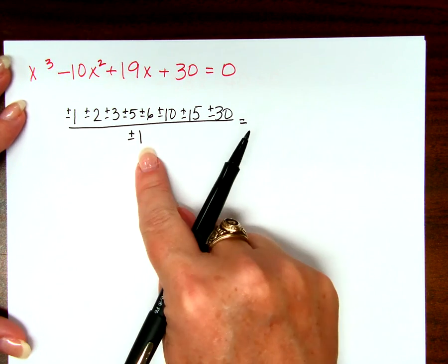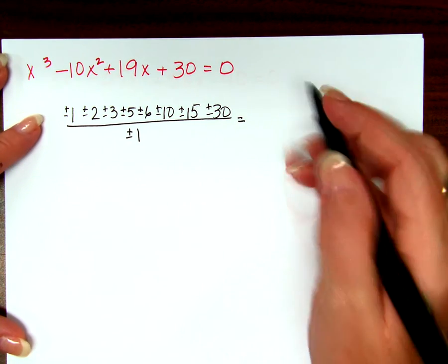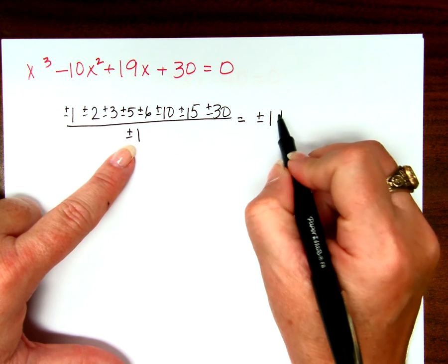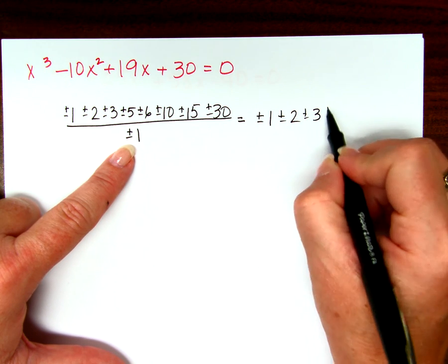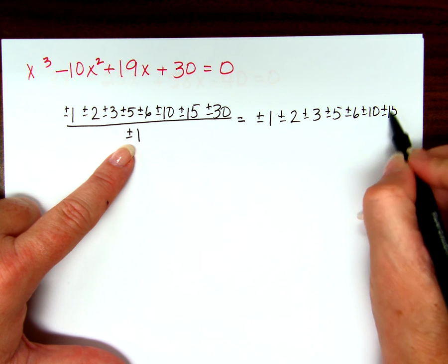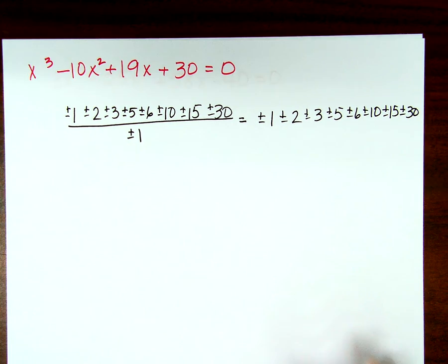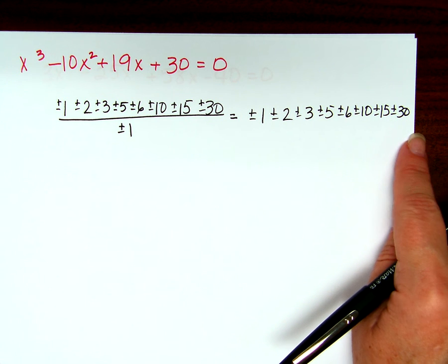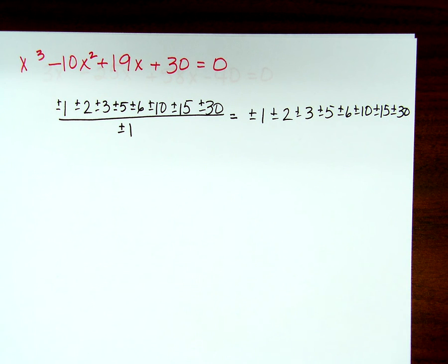So this is P over Q. What does P over Q end up equaling? Well, everything divided by 1, right? So 1, 2, 3, 5, 6, 10, 15, and 30. Geez, that's a whole lot more to try than the 8 that we had on the last problem, right? But it's better than infinity, isn't it? So what do you want to try first?